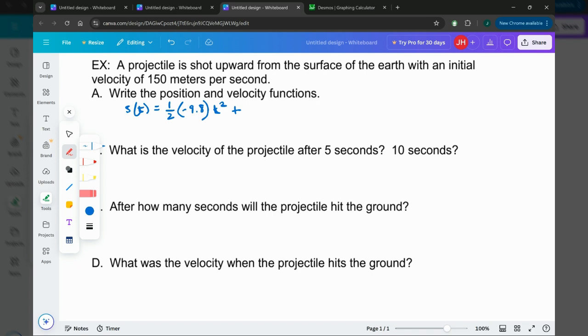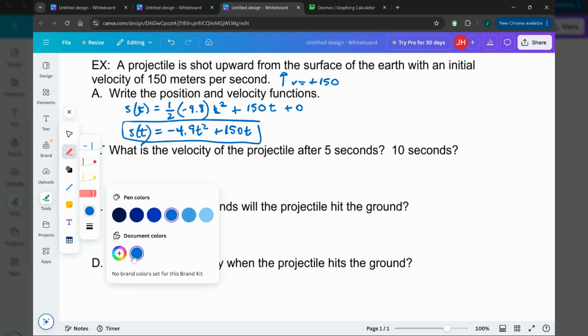Now, if a projectile is shot up from the surface of the Earth with an initial velocity of 150 meters per second, first of all, it's going up, so the velocity should be positive. And if it's going up, it should be positive 150 meters per second. So it's 150 times t. And the initial position is the ground, so we're saying 0. So this comes out to be negative 4.9 t squared plus 150 t. That, ladies and gentlemen, is my position function.